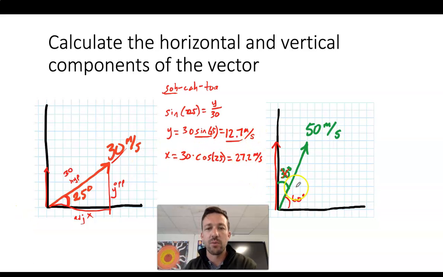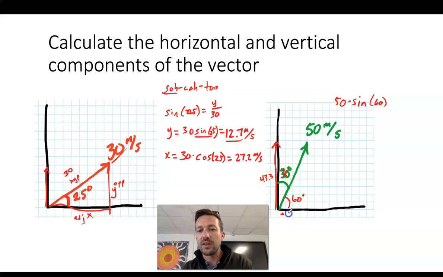It doesn't really matter. It's still going to be 12.7. So if I want to calculate the length of that vertical right there, it would be 50, because it's your magnitude, your hypotenuse, times sine of your angle, 60. So that length would be 50 times sine of 60, and that would come out to 43.3 meters per second.